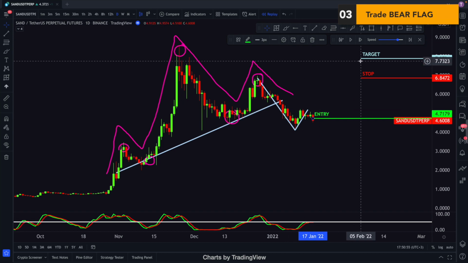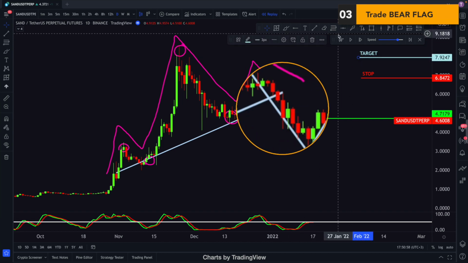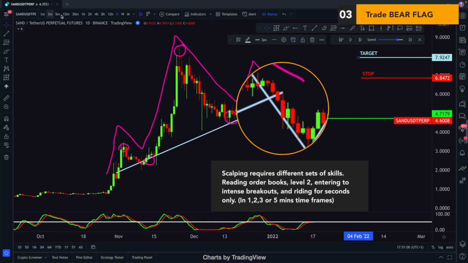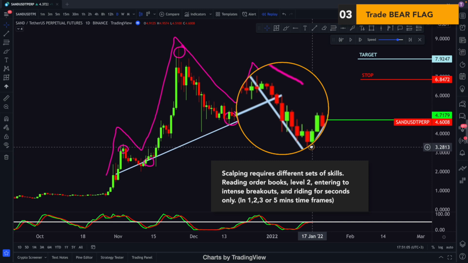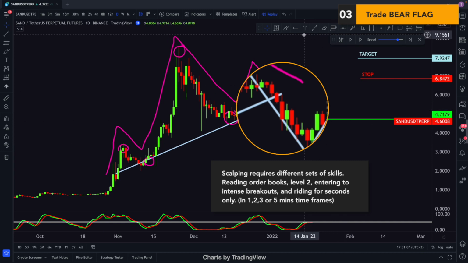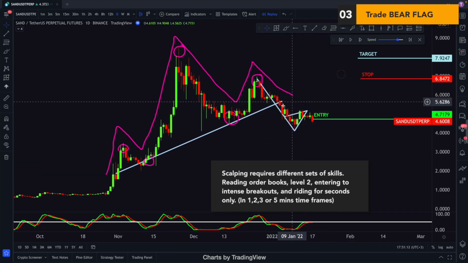I find flag patterns safer and easier to trade. However, if you are scalping this pattern in lower time frames, yes, you can quickly ride breakouts like this one. This is what scalping is for. Quick rides and getting in and out in seconds or minutes.